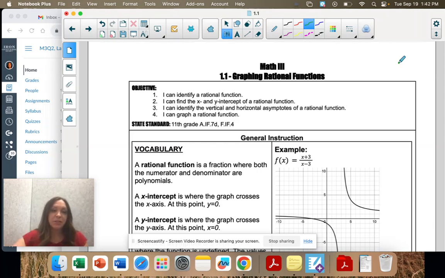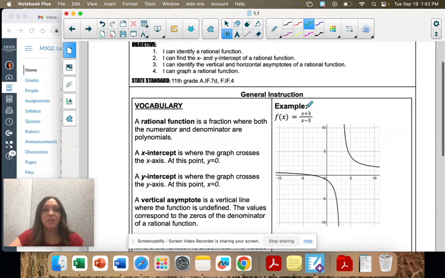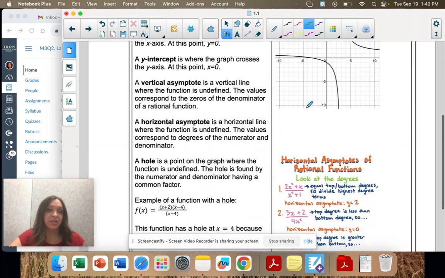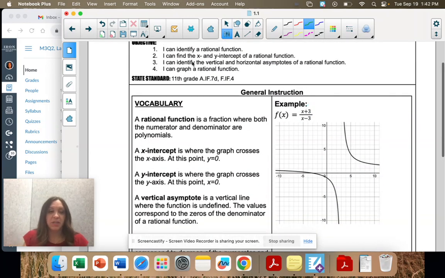So welcome to quarter 2, 1.1. There's a lot of vocabulary in this section. So we're going to be dealing with rational functions. So we're going to start putting polynomials in fraction form. So our numerator and denominator are polynomials.